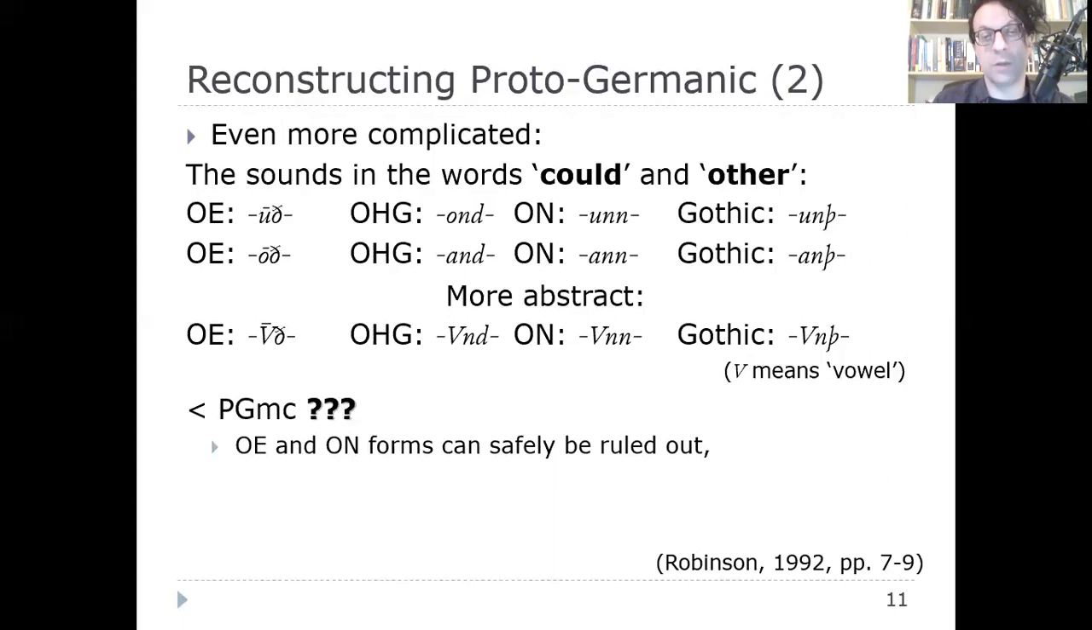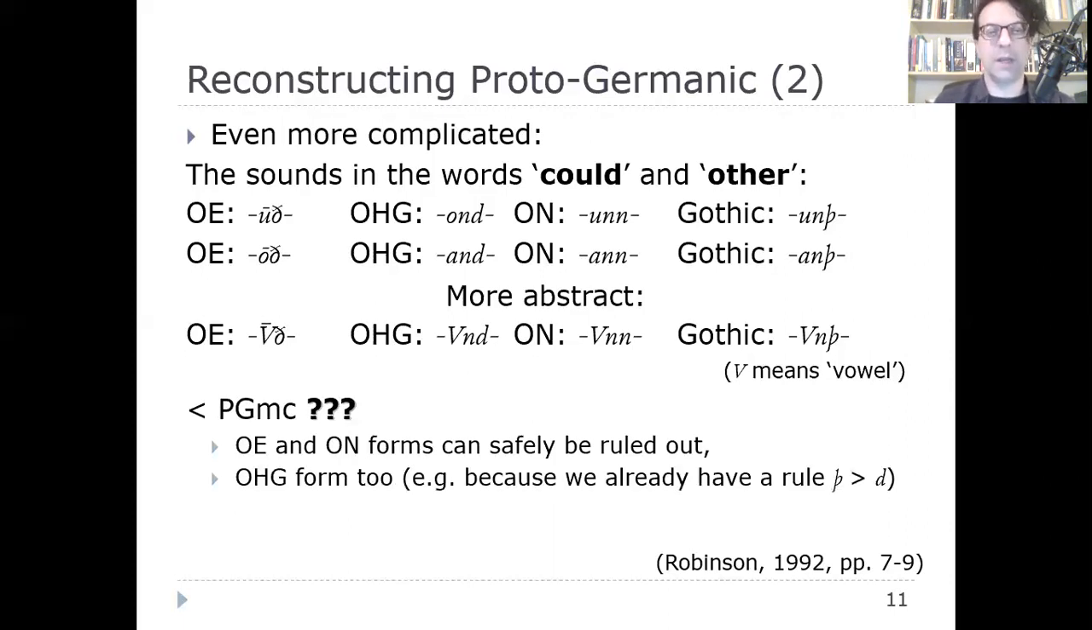So we can rule out the Old English and the Old Norse forms as being very close to the original, which gives us Old High German and Gothic as potential candidates for being closer to the Proto-Germanic sound or sound sequence here in these words. But what was the original sound sequence? If we look closely, we can also rule out the Old High German version. Why can we rule out the Old High German version? What's the difference? Well, Old High German has a D, where Gothic has a dental fricative, interdental fricative.